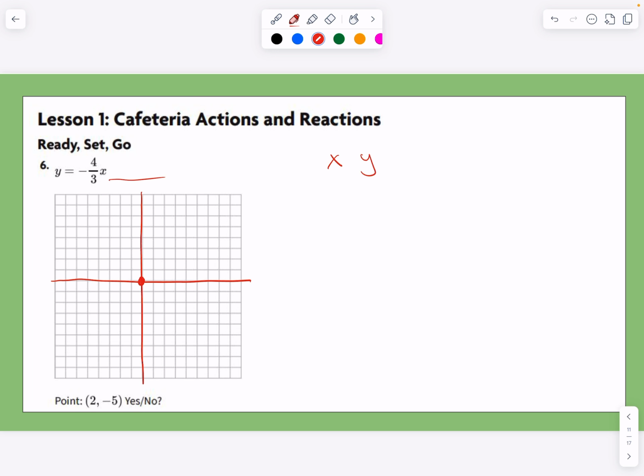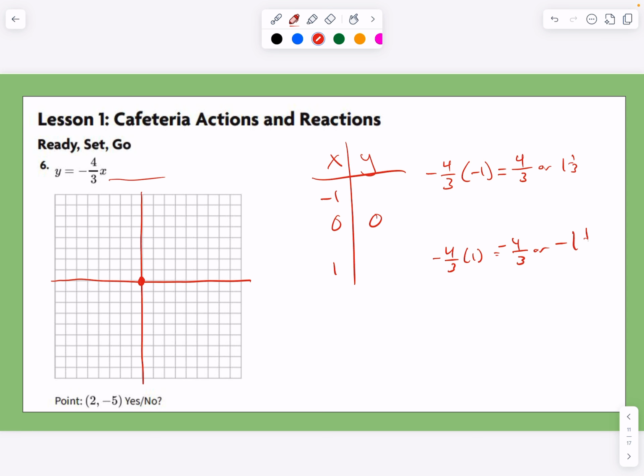If I did x and y and put some points in, -1, 0, 1, we know it's 0 because if I put x times 0, I get 0. If I do -1, I would have -4/3 times a -1, and that equals a +4/3, or 1 1/3. If I did a +1, I end up with a -4/3, or -1 1/3.